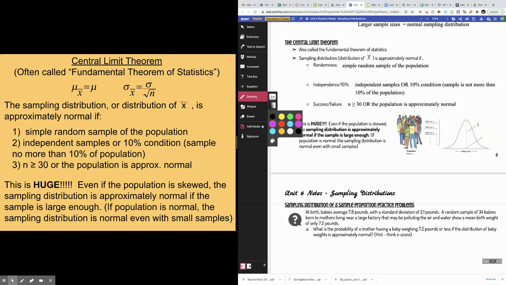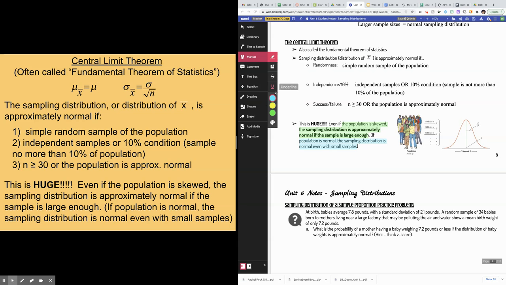whoops, let me underline this because I think it's important. Actually, let's highlight it. That would be better. Okay. So if the population is skewed, sampling distribution will be normal as long as the sample is big enough. And then when you have a normal population, sampling distribution is also normal, even with small samples.